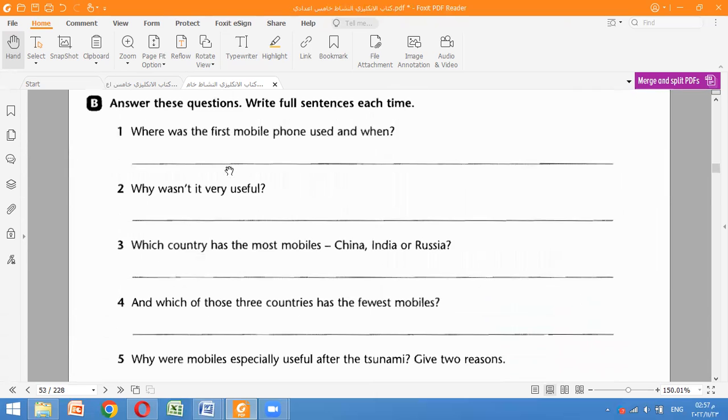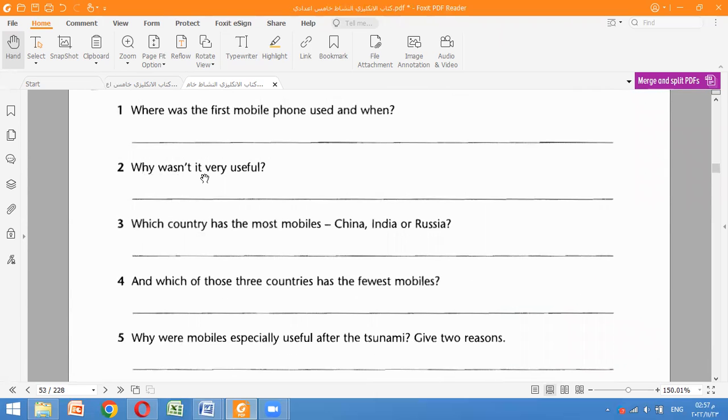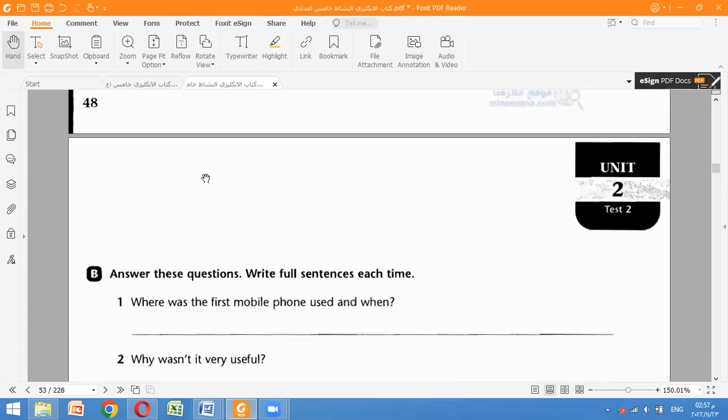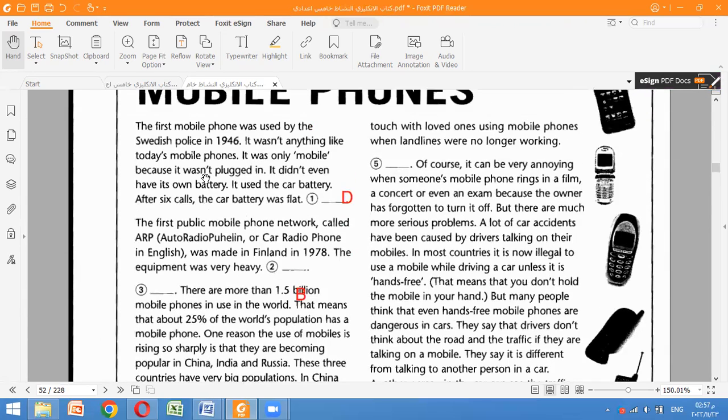Where and when. The second question: why wasn't it very useful? As you know, this kind of mobile which appeared in 1946 بالبداية ليش ما كان useful؟ ليش ما كان يعني نافع خلينا نسميه؟ Because it was only a mobile. It wasn't plugged in. It didn't even have its own battery. It used the car battery. After 6 calls, the car battery was flat. So we can say why it is not very useful.